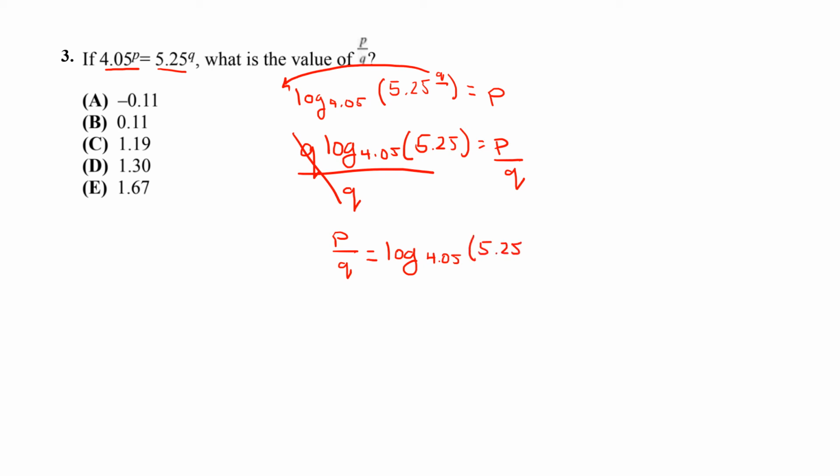equals log base 4.05 of 5.25. And what we can do here is just plug this in our calculators. And that gives us a P over Q value of 1.185. And the value closest to that is answer choice C. You can even convert this value, if need be, to log base 10 if you want to, but if you can input a custom base for your log on your calculator, you should do so.